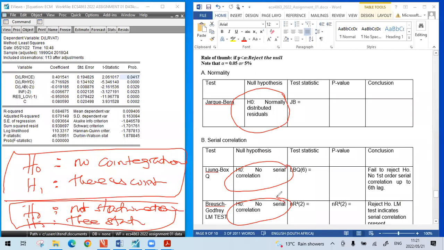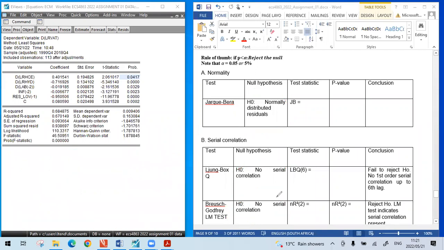That's your null. But under ECM, we write what we want to have. That's the difference, only for ECM. That's why we are having here: normally distributed, no serial correlation, and lastly, no heteroscedasticity. So this part you have to write. It's a template, you'll be having it.